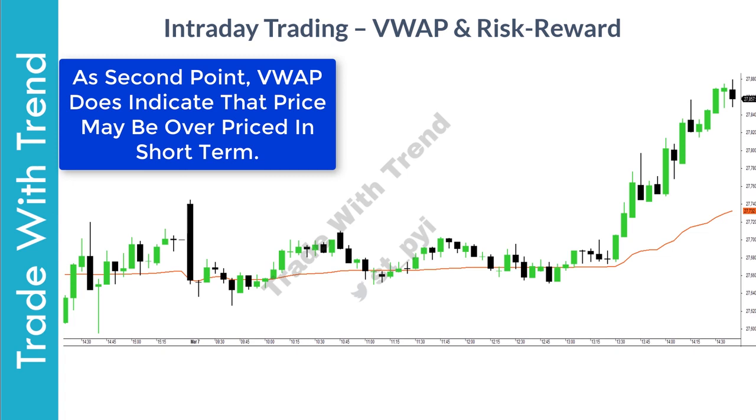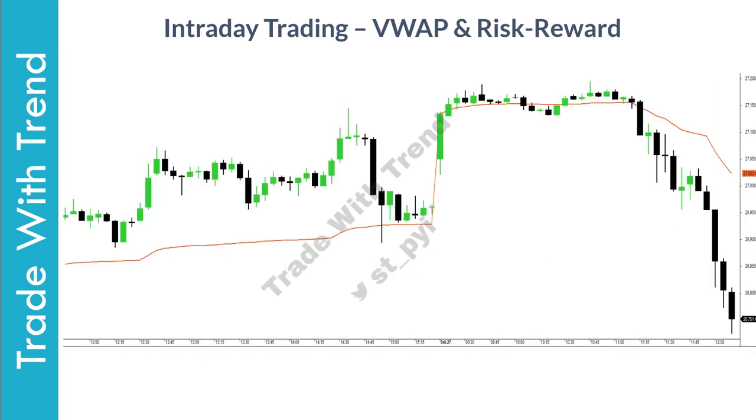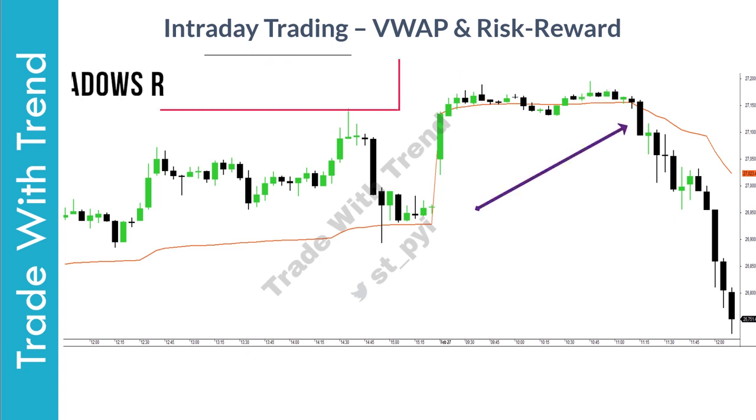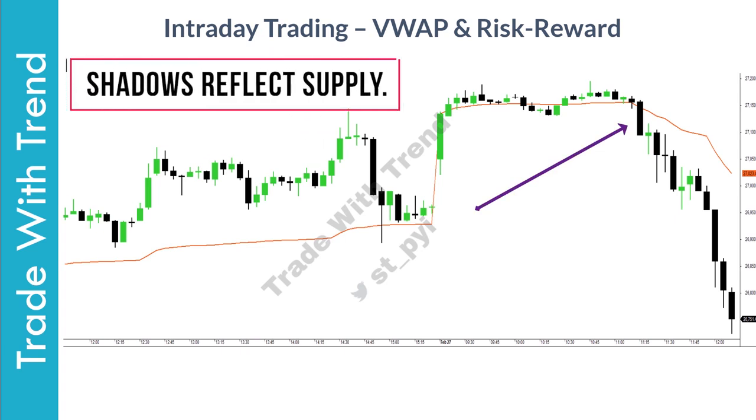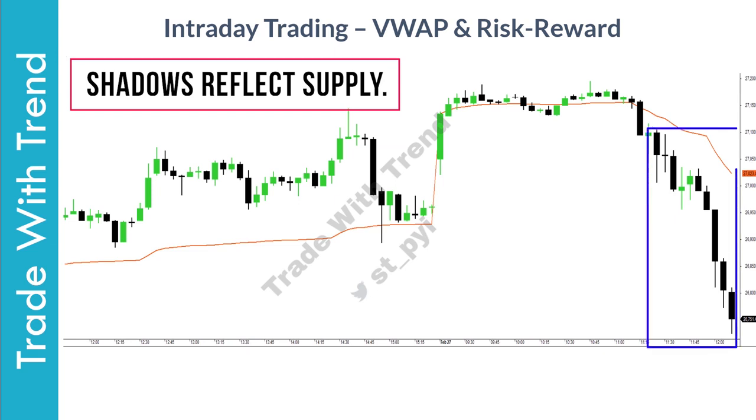Let me discuss one more example. In this example, price repeatedly finds it difficult to move higher above the VWAP level. As a trader, you can clearly spot long shadows in most of these candles, which clearly represent selling at higher levels. At this stage, you get this wide range candle that moves decisively below the VWAP indicator. And then if you see, price moves lower with momentum.